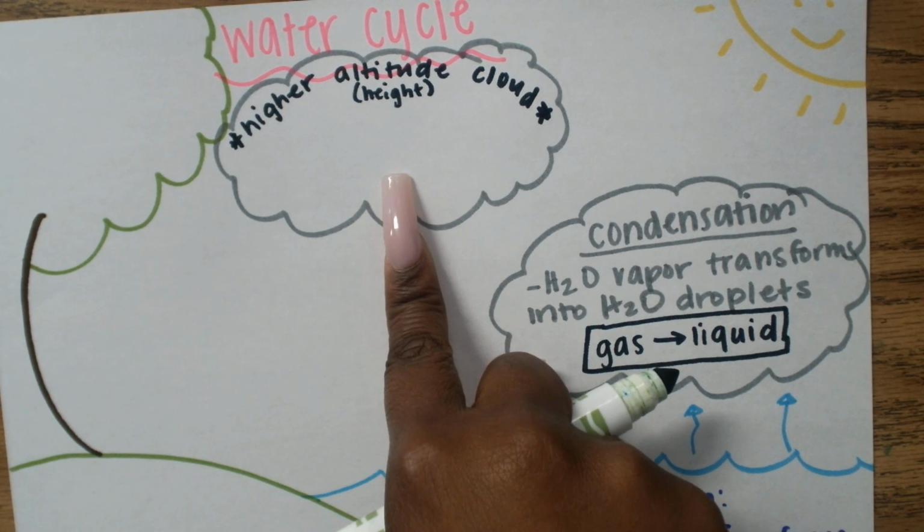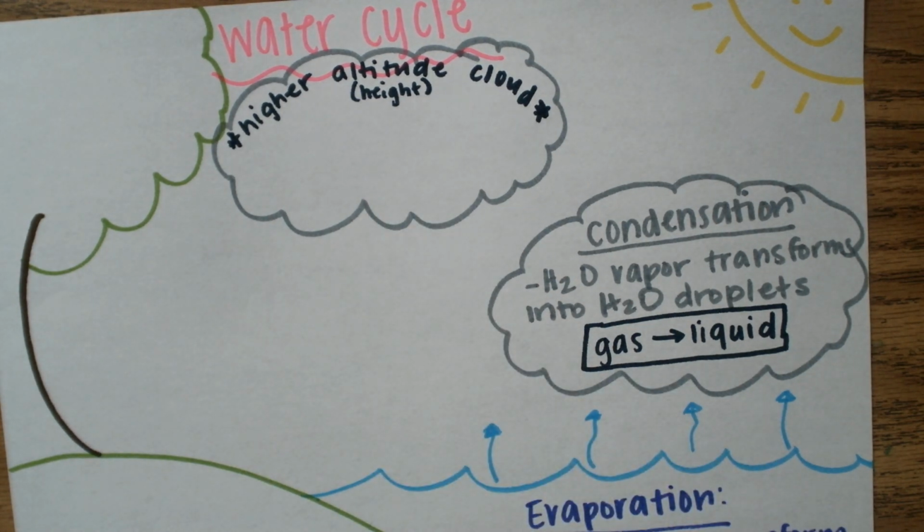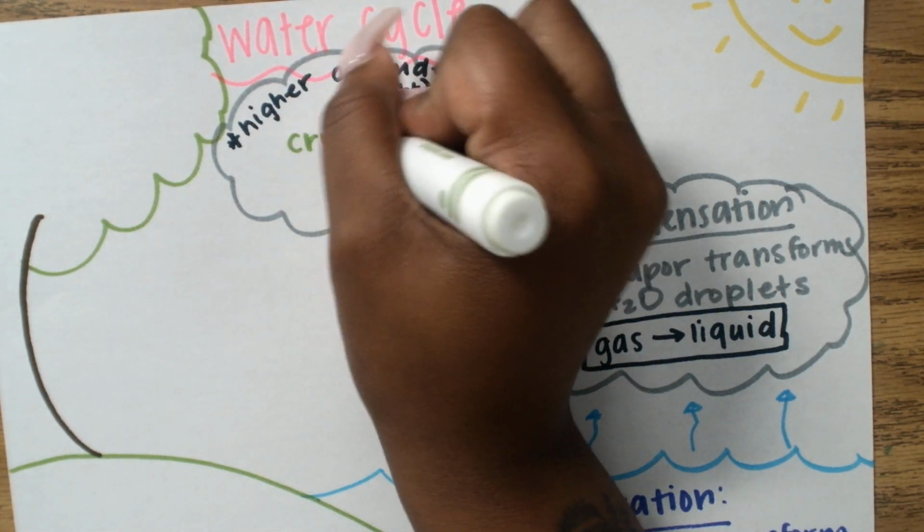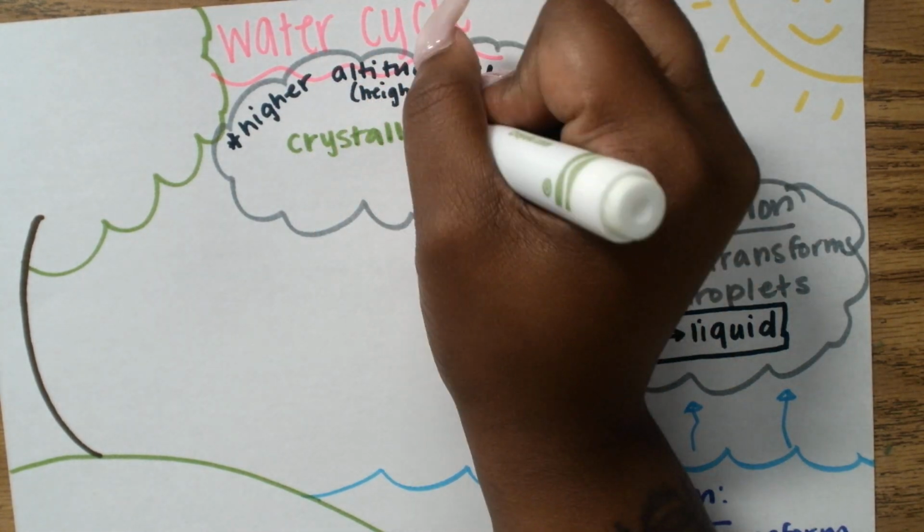This cloud is at a higher altitude, so it's going to get a lot colder. Think about when you're on top of a mountain. What is the temperature on top of a mountain? Colder, you're higher in the sky. So she's correct, it's going to get colder, and this cloud is going to give us what's called crystallization.